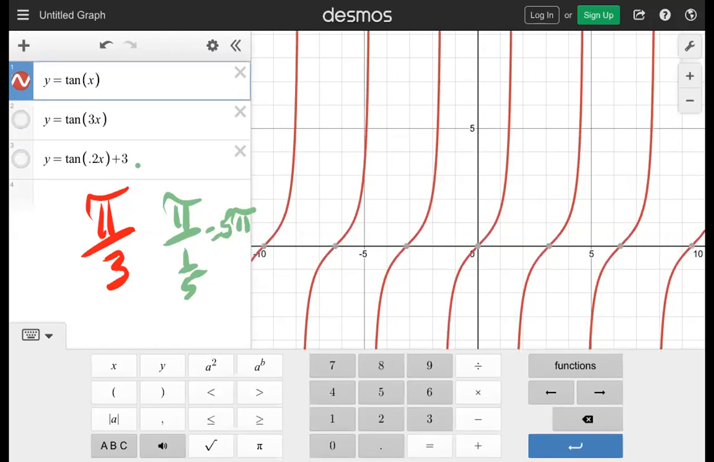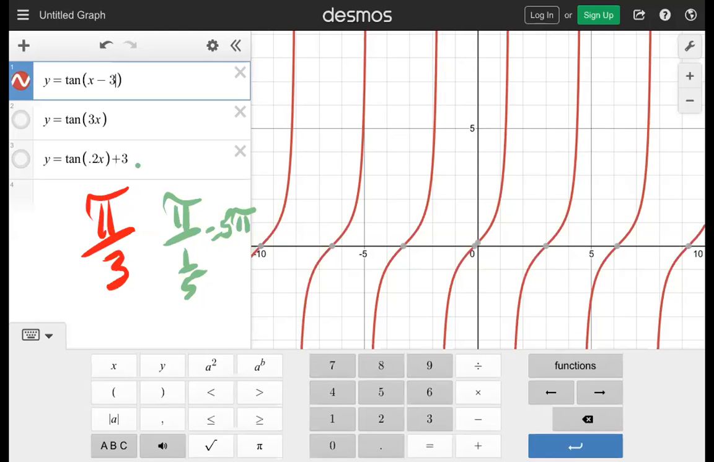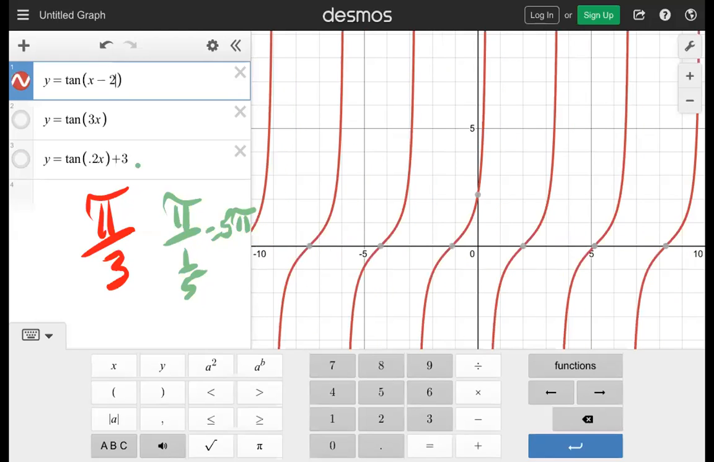And would this just move it over? I'm going to, excuse me, I don't want to go that number. Does that just move it over? All right, so we still have the same transformations. That would be a phase shift of 2. All right, we just moved it over.